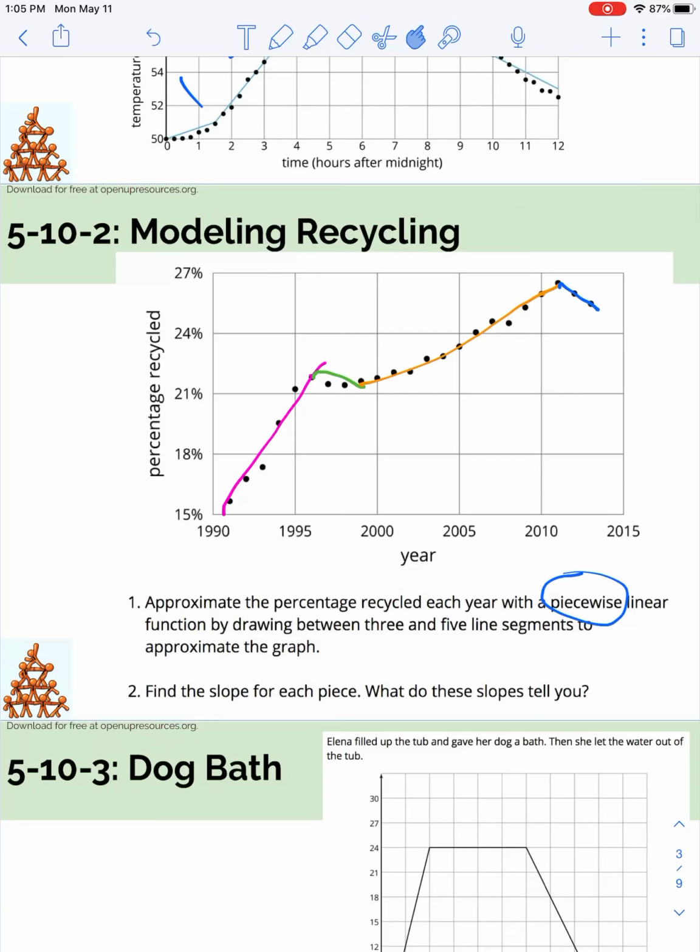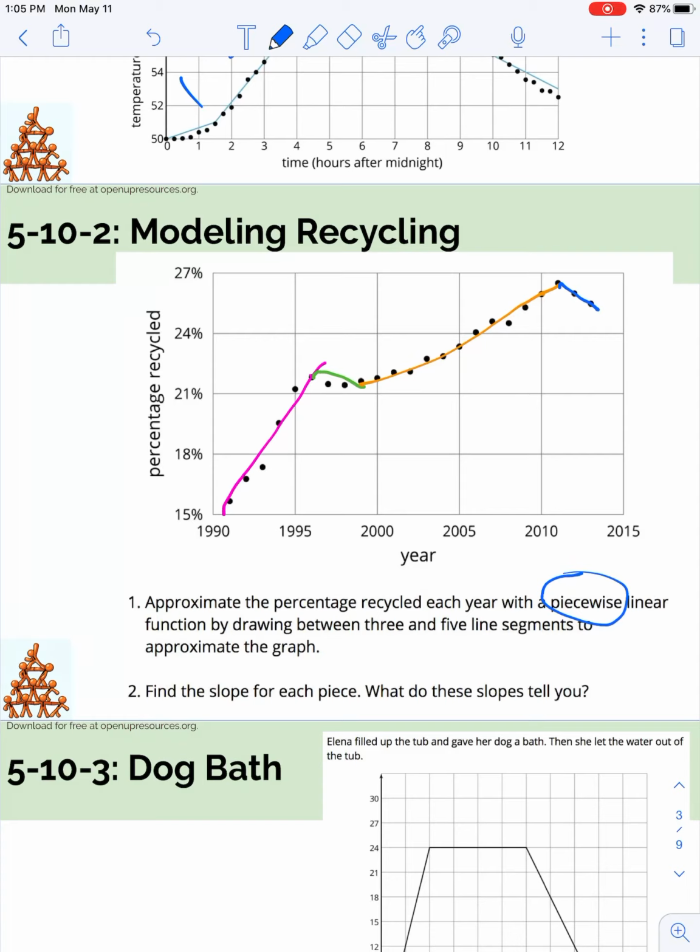Okay, number 2 says find the slope of each piece. So you can guess or you can find the exact slope. I don't personally really care. I think it's just that you get the idea that it's a steep slope and it's positive, or it's a gentle slope and it's negative or positive or whatever.